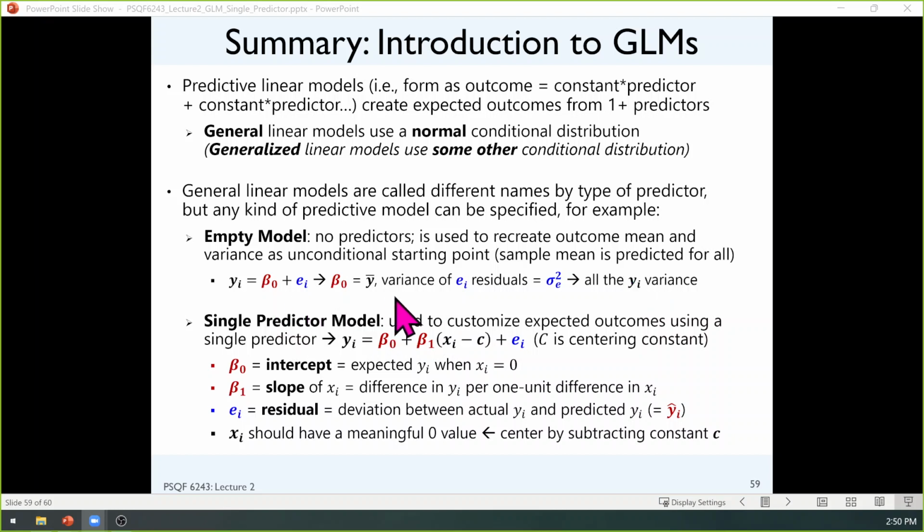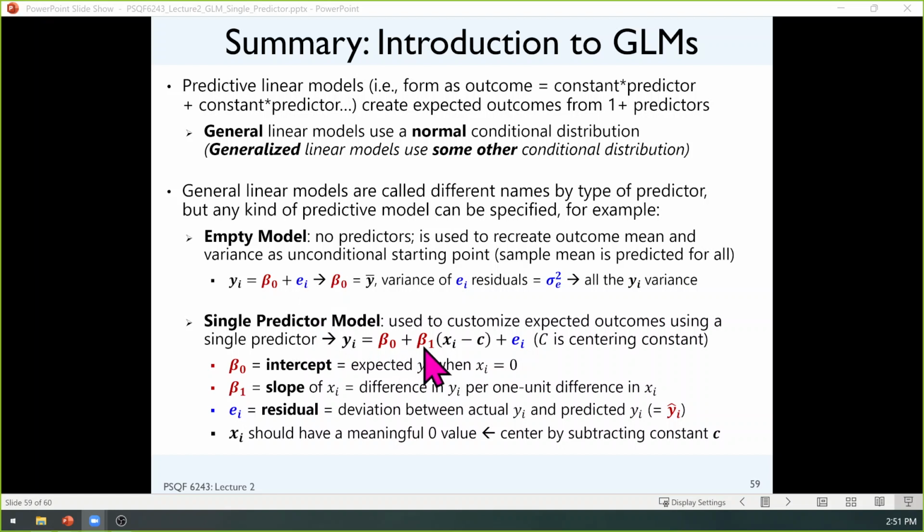So we started with an empty model. The empty model has only an intercept, so the intercept then becomes the sample mean. The intercept is only the sample mean if you have no predictors. And then e is how far off from the sample mean each observation is. So the job of the empty model is to provide a starting point for prediction where everybody's best guess is the mean, and the residual variance in the model, the variance of these e's across people, is all the variance in the outcome there is to be predicted. Then we see how much better we can do by adding predictors.